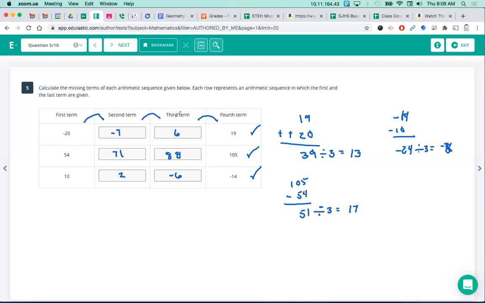Okay, you will have a problem similar to this on your test. Just some different patterns. But good practice for you.